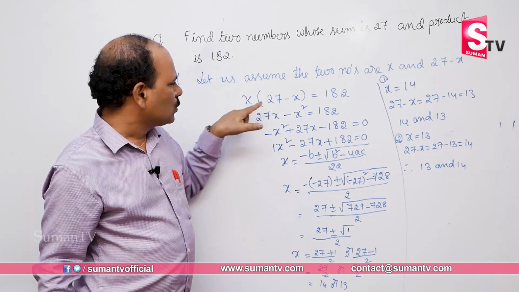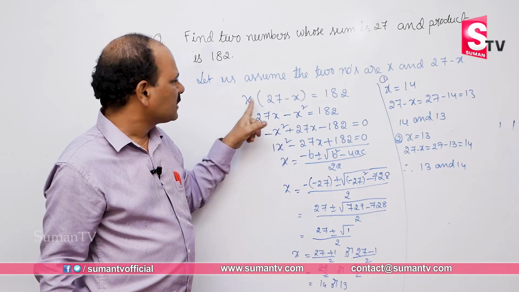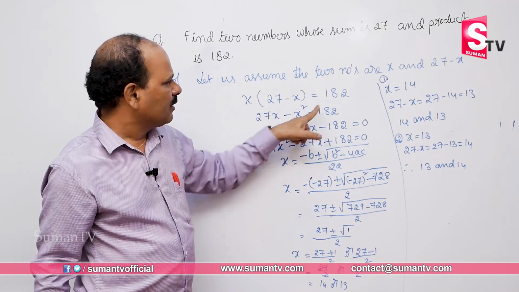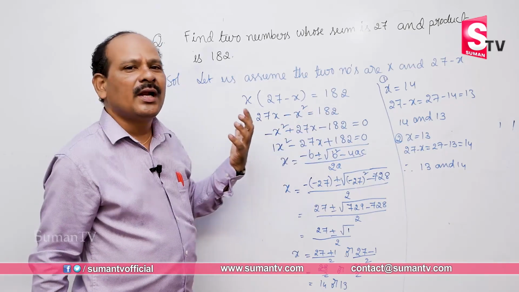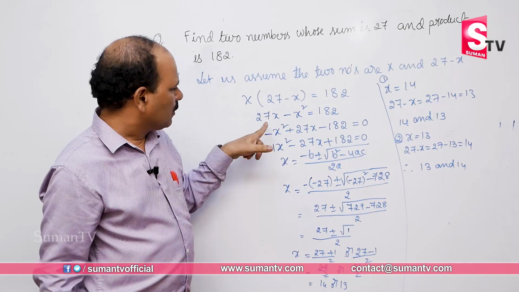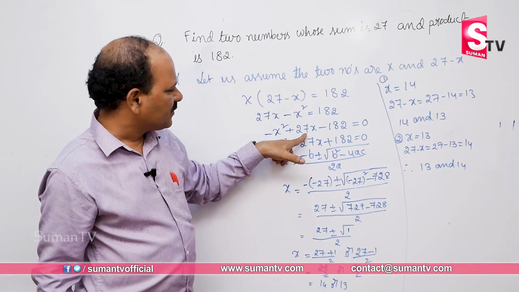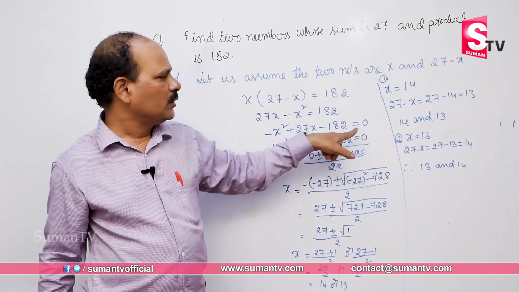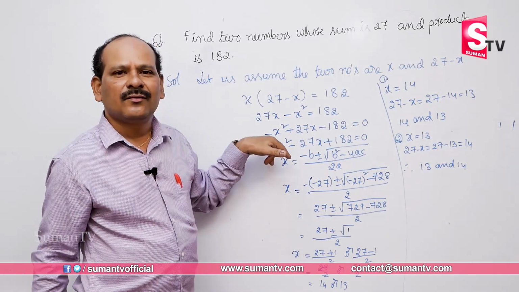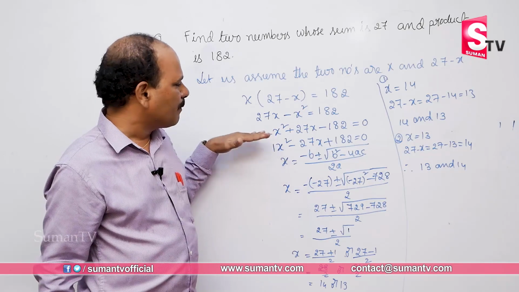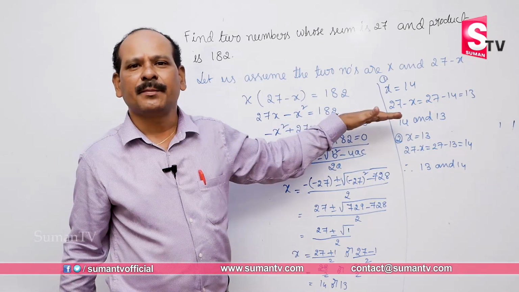So x into 27 is 27x, x into minus x is minus x square, equal to 182. I am bringing 182 to the left side of the equal sign. So minus x square plus 27x minus 182 is equal to 0. I don't want this minus symbol for the x square term, so I am multiplying the whole expression by minus.